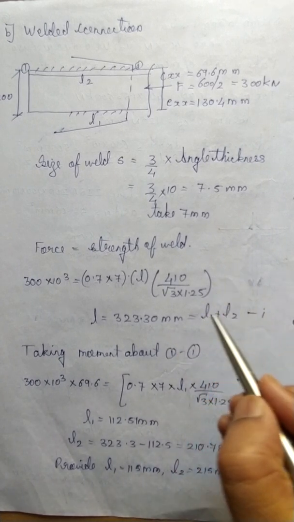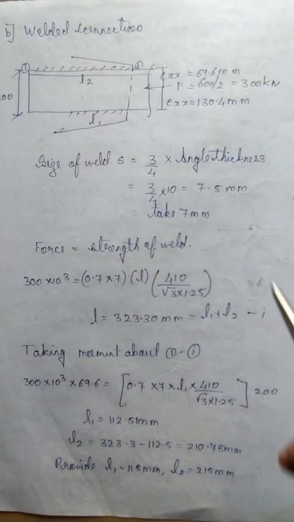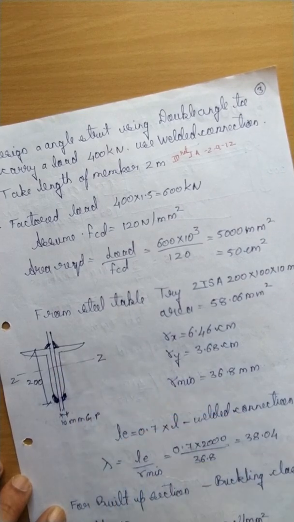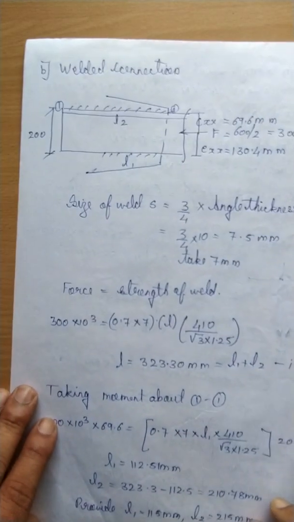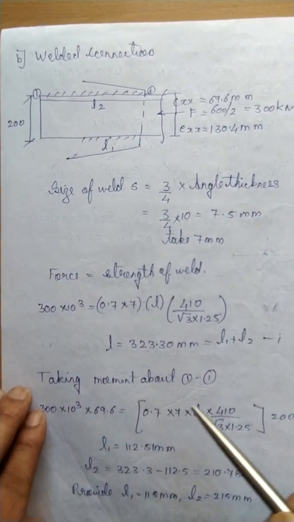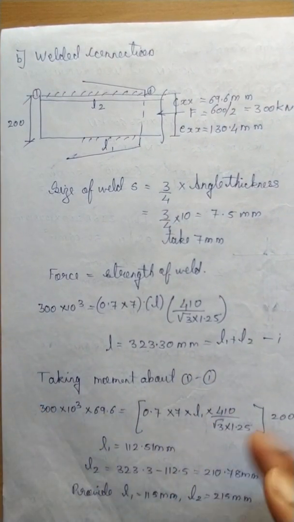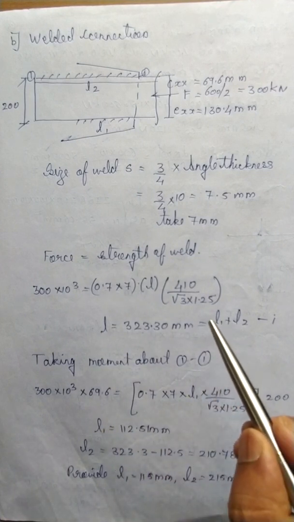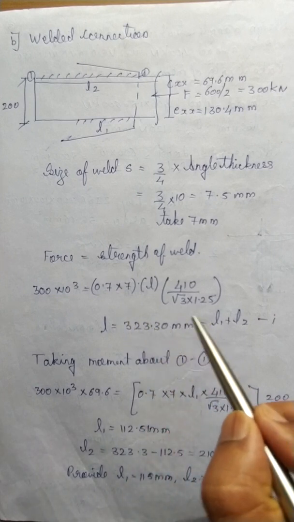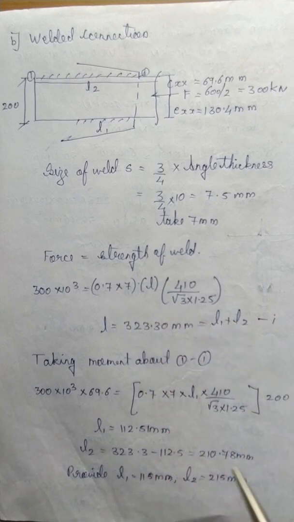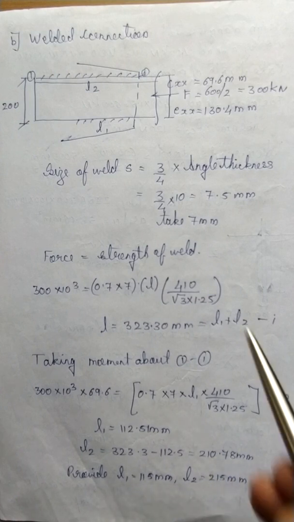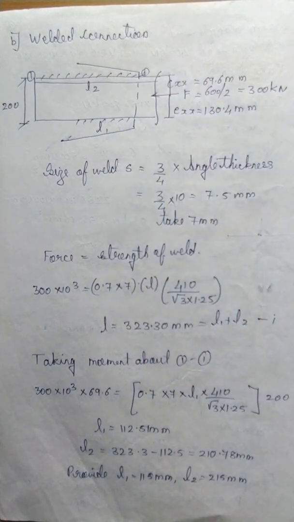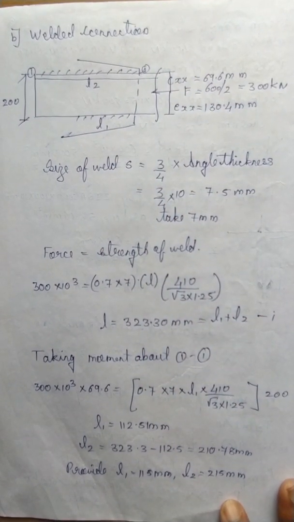Now, we have to find out L1 and L2 because we are providing here and here. So, you can see here the connection. So, let us take the moment about the section. Taking moment about this section, after equating the equations, we can get L1 as 112.51 mm. Hence, we have found out L1. If we deduct L1 from this, we will get the value of L2. So, L2 is working out to be 210. So, providing L1 as 115 mm and L2 as 215 mm. So, provided here. So, this completes the numerical for the double angle section.